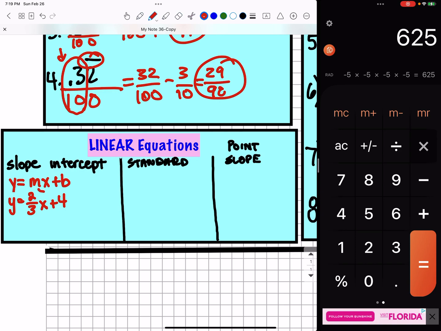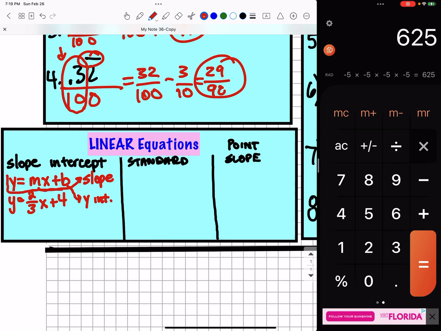This m right here, that's the slope, right? We always know where to find the slope. And this b right here, we called it the y-intercept. That's the starting spot. So if you ever say, hey, what's the form that we always graph? It's called y equals mx plus b form, or slope-intercept form.